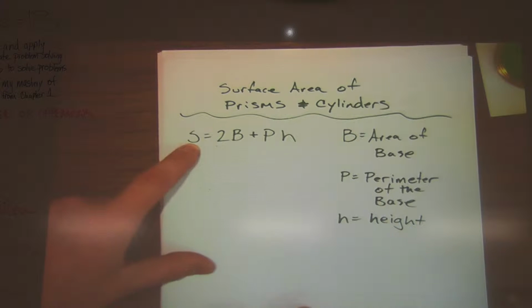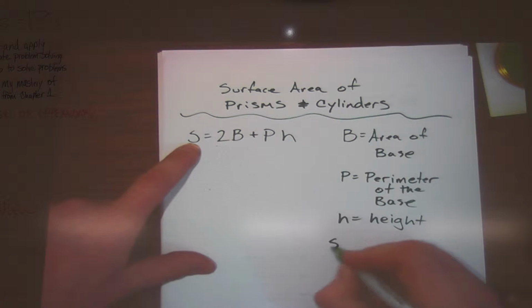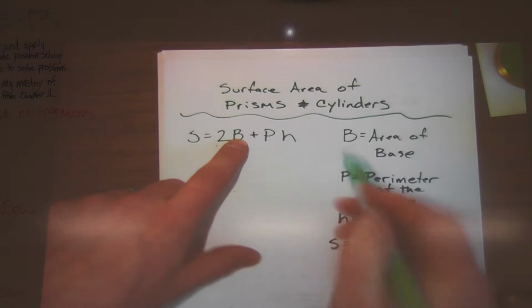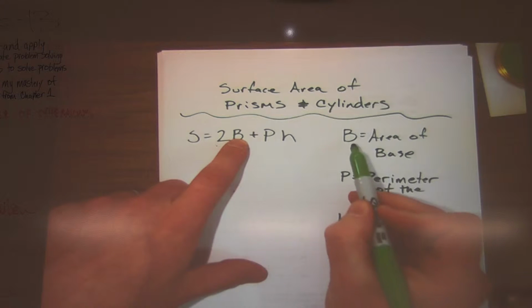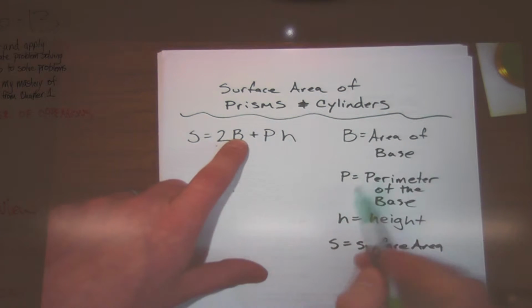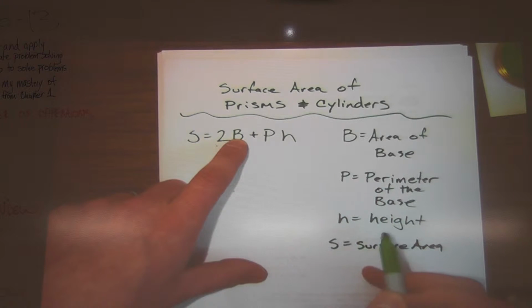S, which is surface area, B, which we know from finding the volume, B is equal to the area of the base. P is equal to the perimeter of the base, and H is equal to the height.